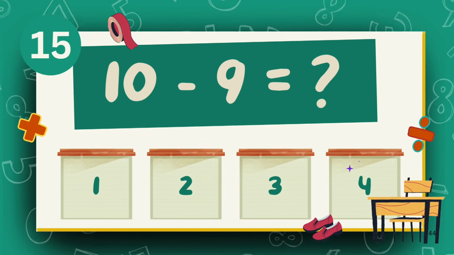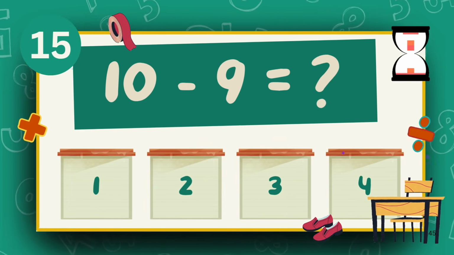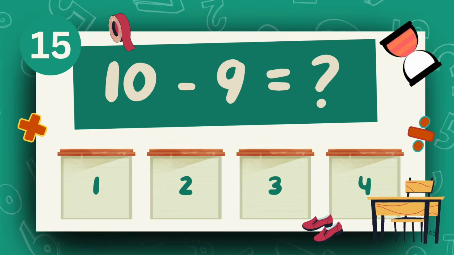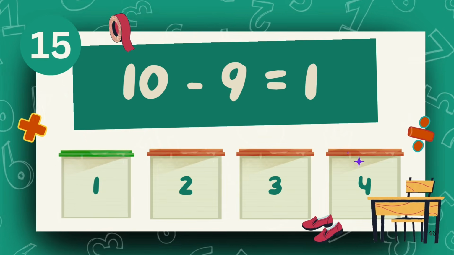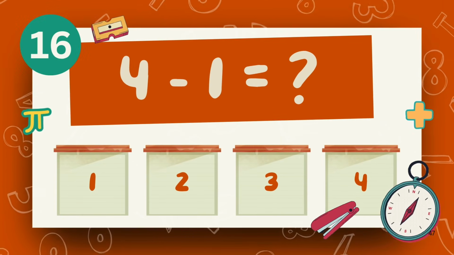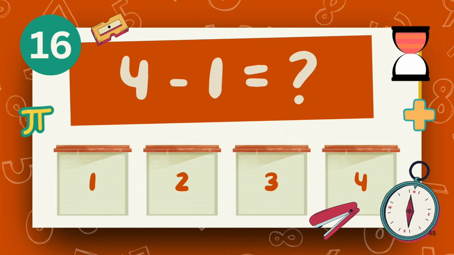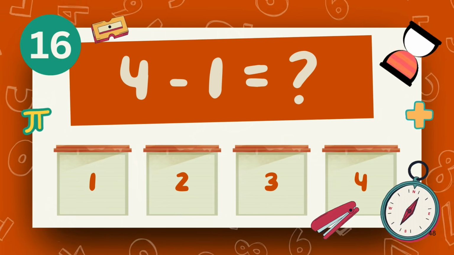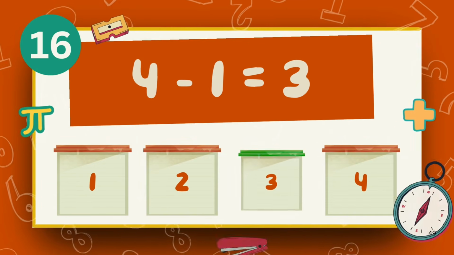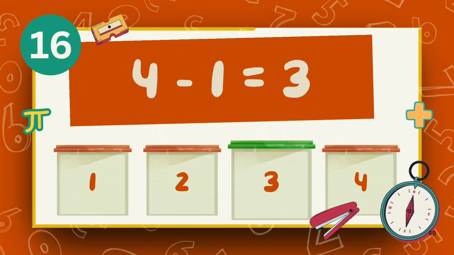What is 10 minus 9? The answer is 1. What is 4 minus 1? The answer is 3.